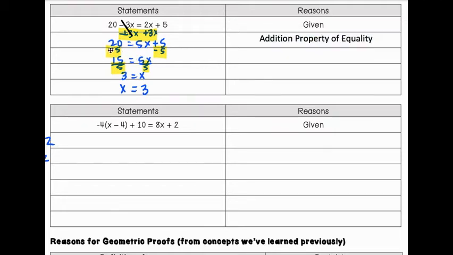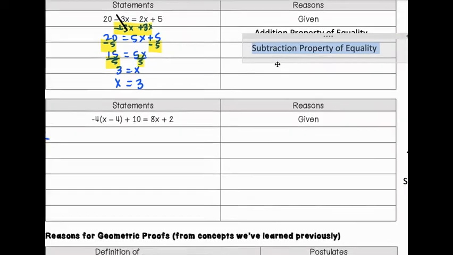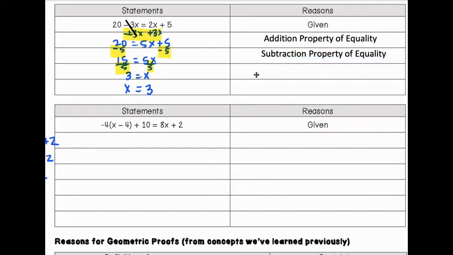Then in my next step, I subtracted 5 in order to get my constants together on the left side. So when you're doing something to both sides, again, it's that operation, but it's that property of equality. So the subtraction property of equality.